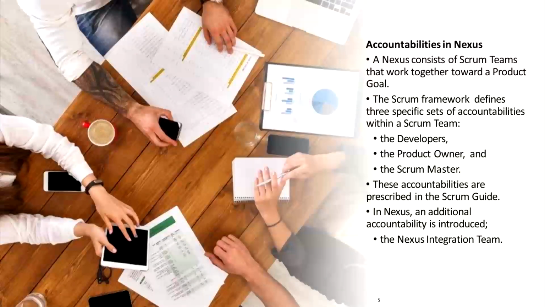Accountabilities in Nexus. A Nexus consists of Scrum teams that work together towards a product goal. The Scrum framework defines 3 specific sets of accountabilities within a Scrum team: the developers, the product owner, and the Scrum Master. These accountabilities are prescribed in the Scrum Guide. In Nexus, an additional accountability is introduced: the Nexus integration team.